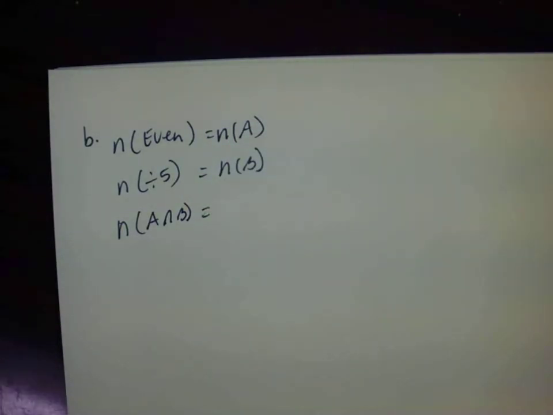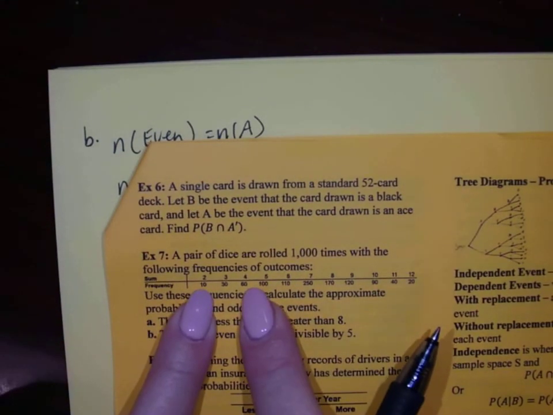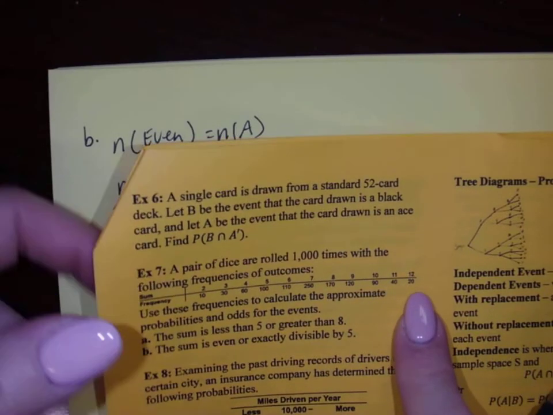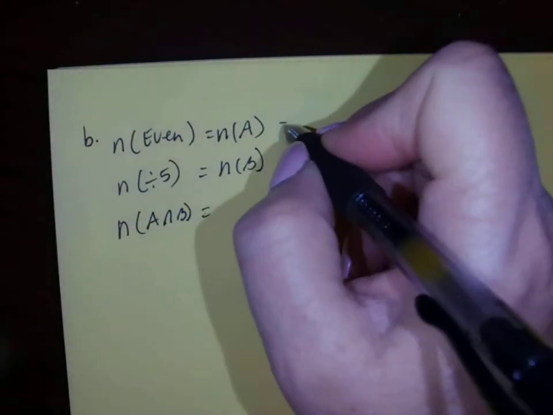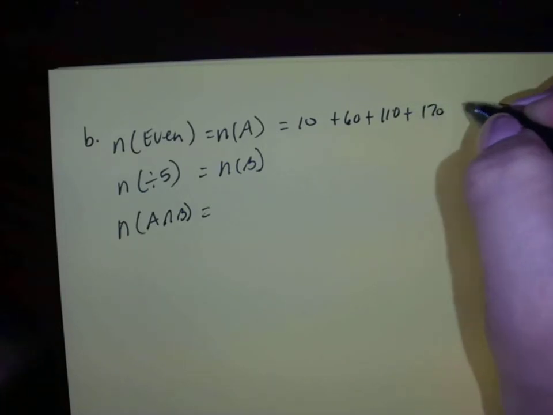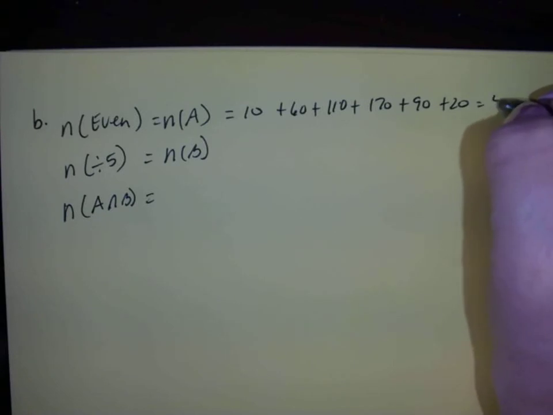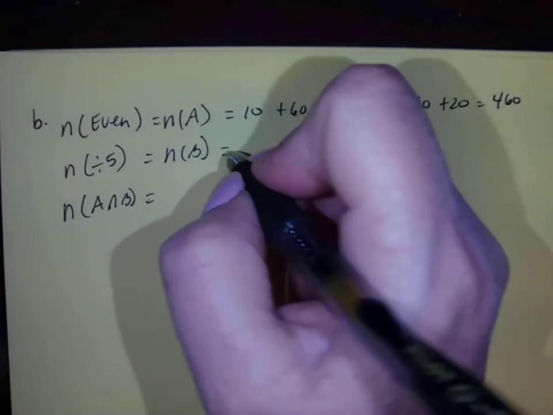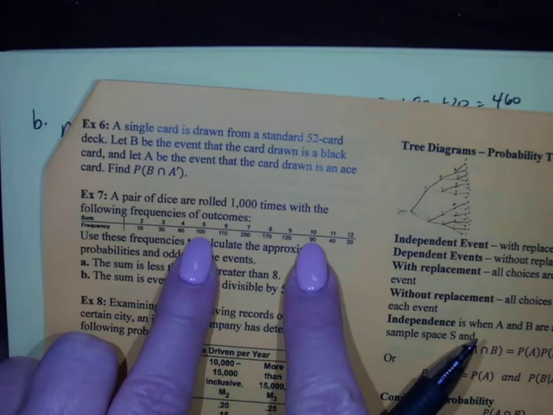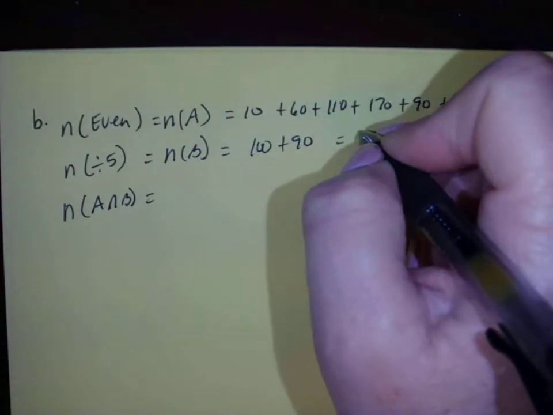All right, so if we're looking for the sum is even, that'll be for 2, so that'll be 10. 4 would get us 60. 6 gets us 110. 8 is 170. 10 is 90. And 12 is 20. So that means we're going to add 10 plus 60 plus 110 plus 170 plus 90 plus 20. And that'll get us a total of 460. Now, for the multiples of 5, or things that are divisible by 5, we'll get 5 and 10, and that'll be 190.